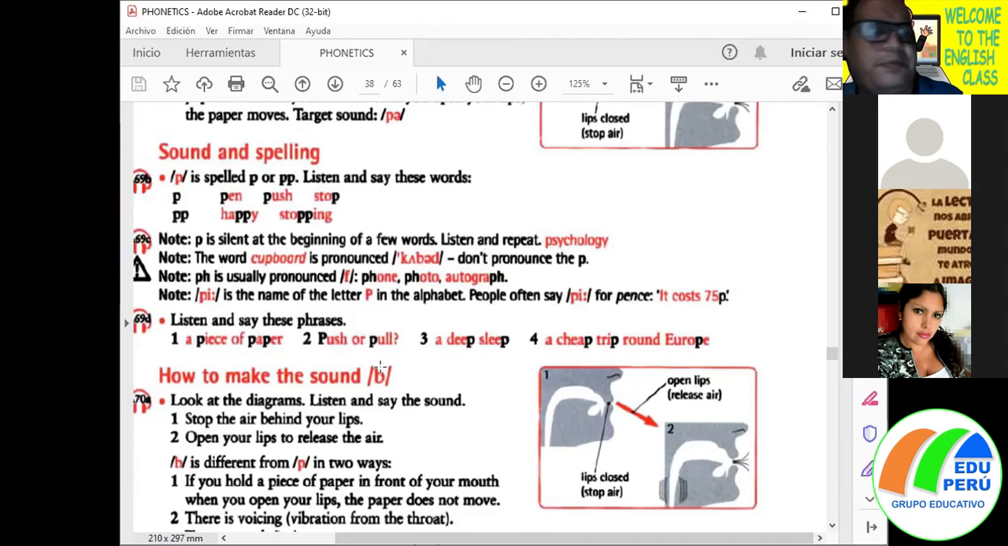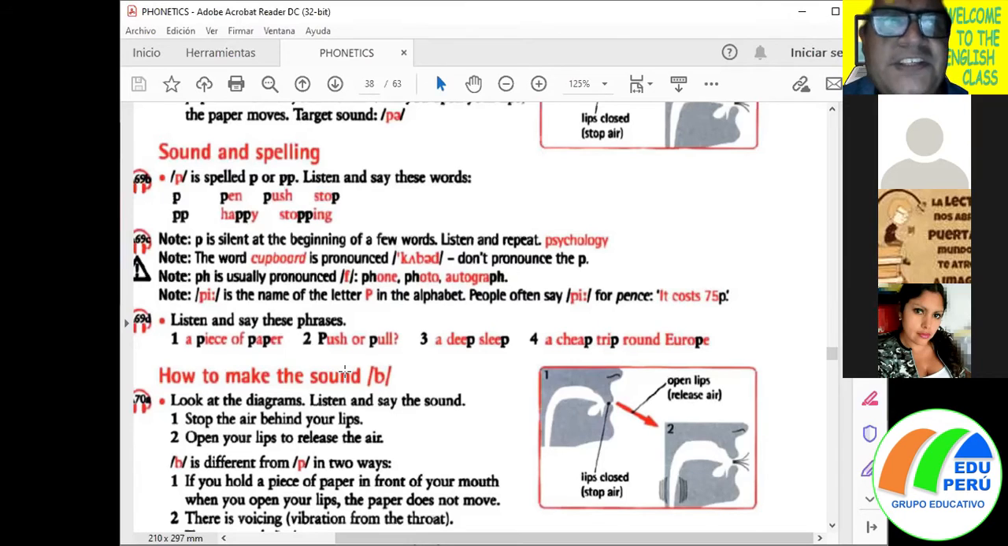It costs 75p. Now, this is the currency of England. Pence is similar to cents. We make a comparison: the dollar is American, the pound is British. The other category of the dollar is cents. In the British currency, the unit is pounds, and the other category is pence or pennies. So they usually use just the sound P, 75p, instead of saying 75 pence. So they say P.